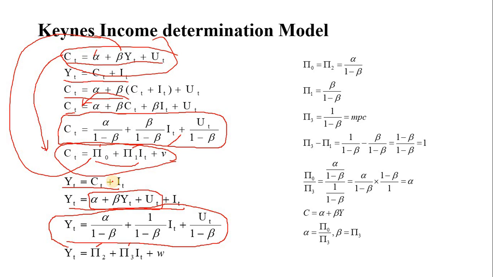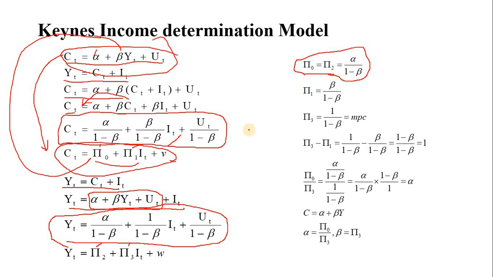Now you look at pi 0 and pi 2. Are they the same value? This is pi 0: pi 0 is alpha divided by 1 - beta. This is pi 2: pi 2 is also alpha divided by 1 - beta. So we can say that pi 0 is equal to pi 2, which is equal to alpha divided by 1 - beta.